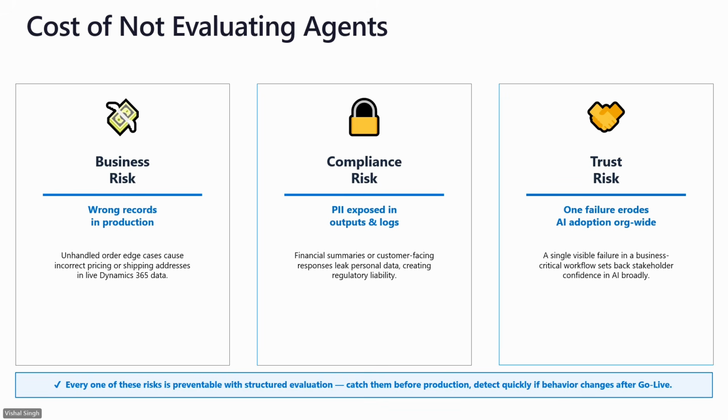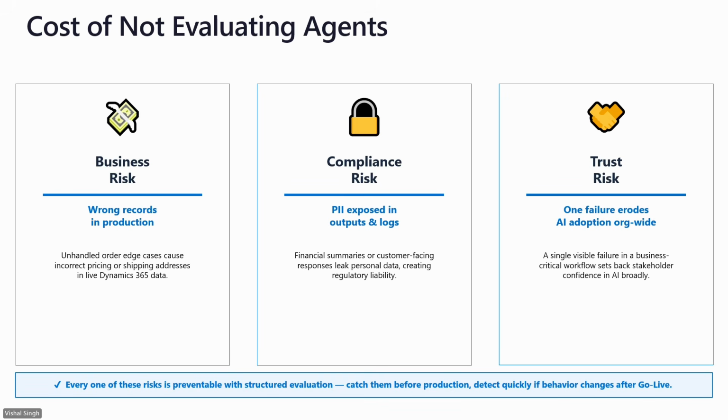Second is compliance risk. So agents that generate financial summaries or respond to customer queries, having access to sensitive data. If that agent is not evaluated for data handling, it can surface PII information in some of the outputs, for example, in a Teams chat, in an email body, or in a log file. And that's a regulatory exposure which has serious consequences.